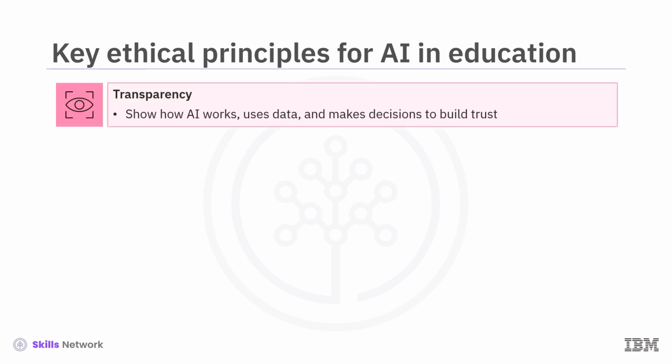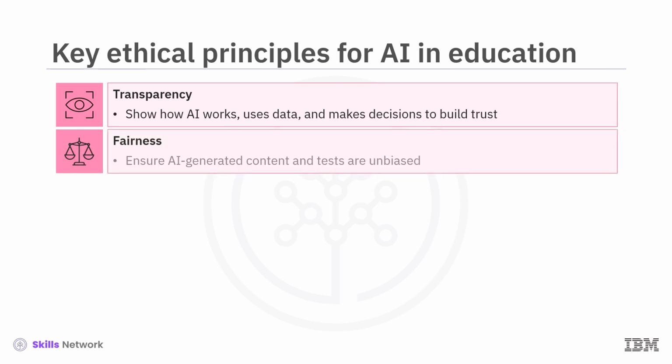Transparency. AI tools need to be transparent about how they work. This includes how they use data, make decisions, and what they can't do. Being open about these processes helps build trust with teachers, students, and parents. Fairness. Content and tests created by AI must not show favoritism to any group or person. It's crucial to check AI tools to spot and fix potential biases.